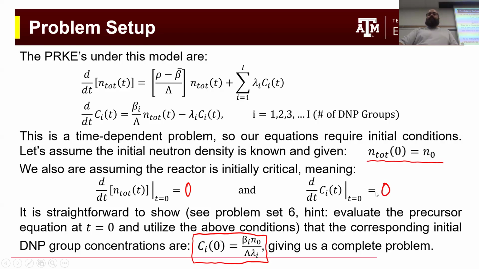If you make these assumptions, plug everything in, and get that precursor density by itself, you show that this is what our initial concentration of our precursors would be. And then we have a complete problem, because we have our differential equations and we have our initial conditions for the variables that we're solving for.